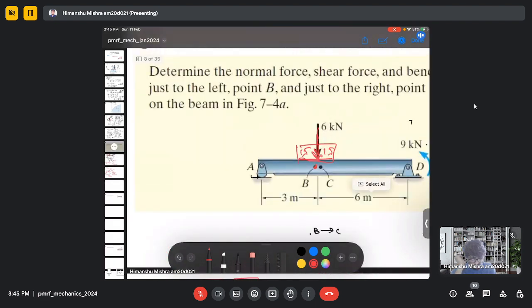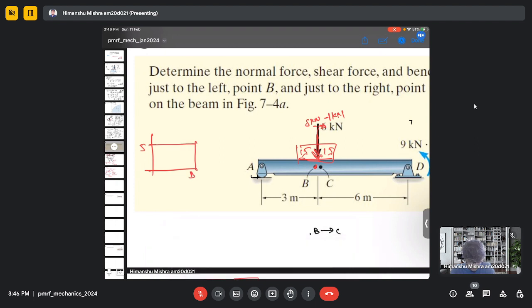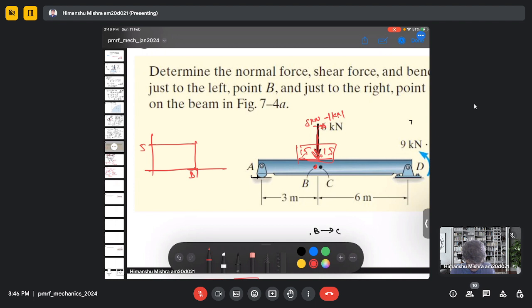So here my force was 5 kilonewton, just a little left of the 6 kilonewton force here, and when we go a little right, the force will become minus 1 kilonewton. So there is a sharp jump in the vertical shear force. For example, this is my 5 kilonewton. It was 5 kilonewton till B, and after B it will become minus 1.